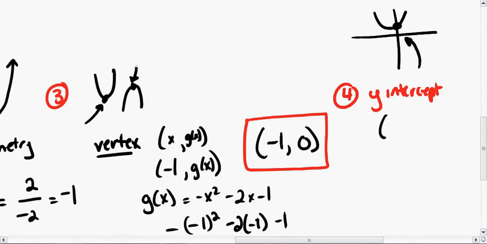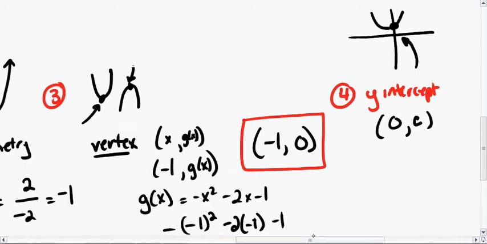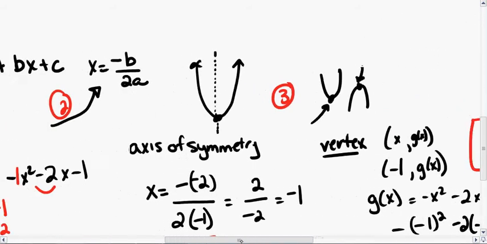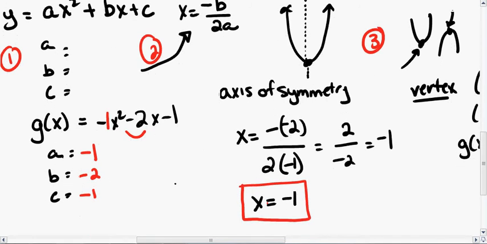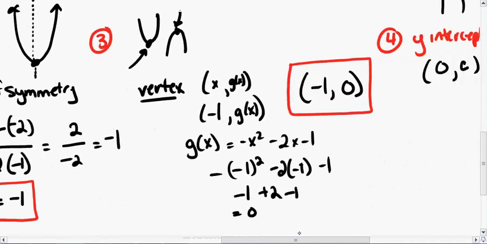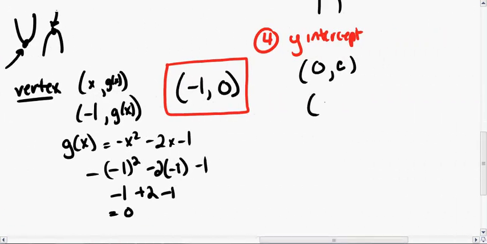So I know it's going to have a value of 0 for whatever my x is, and then some number for y. And what's very great about that is it's always going to be that constant term, that c. So let's go back and see what we found for c. A was -1, b was -2, and c was also -1. So I'm going to plug that in for my y-intercept. 0, -1.